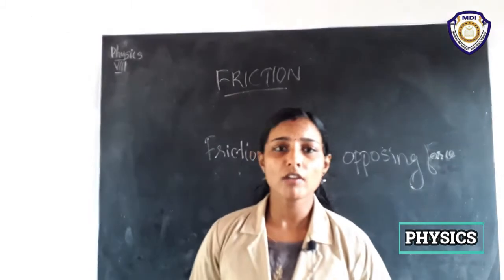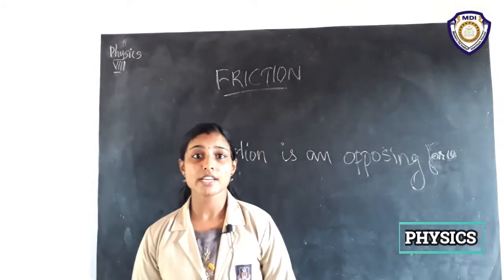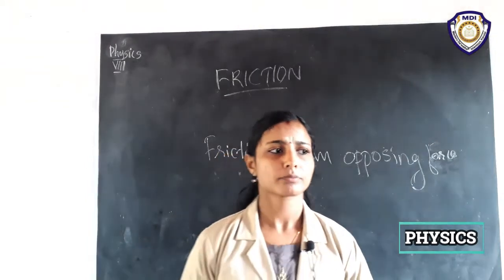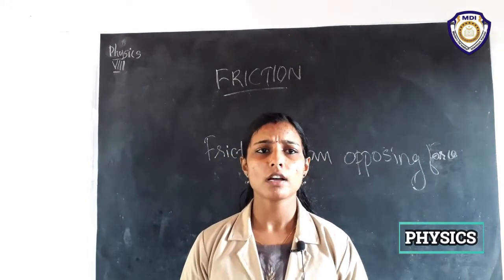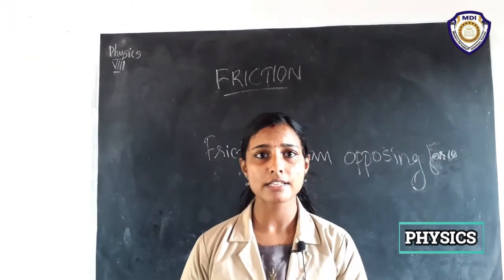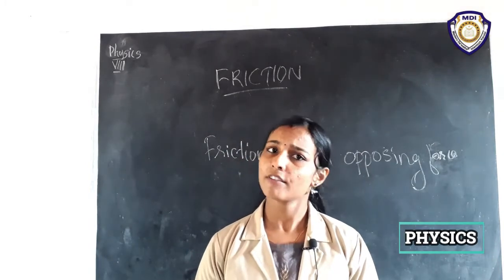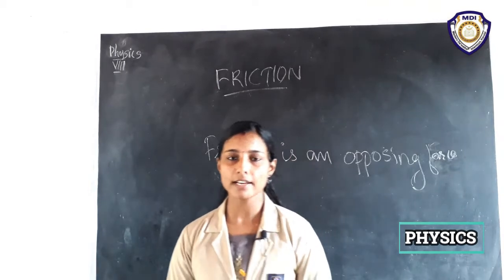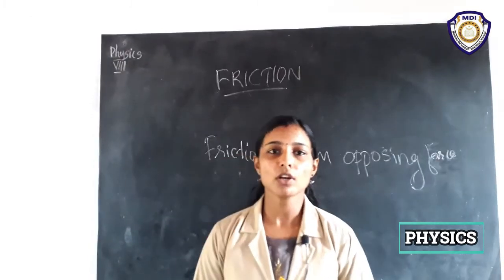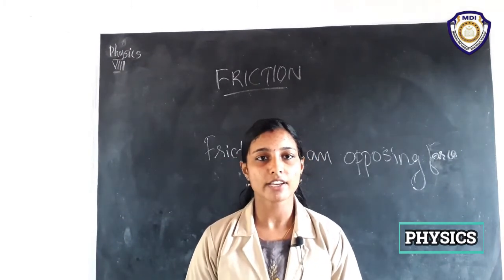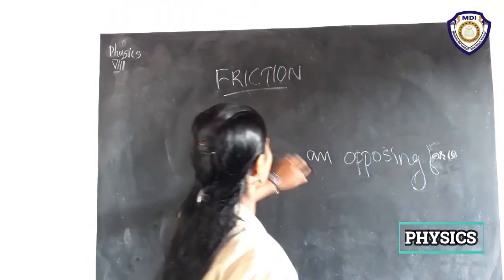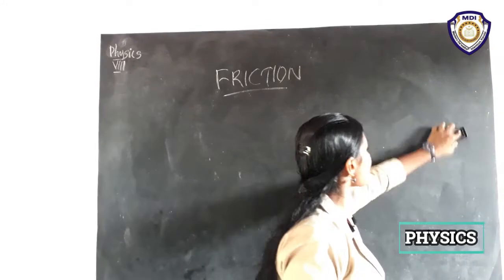And now we have to discuss what are the factors affecting friction. That is, is the friction the same for a smooth surface and for a rough surface? We already know it is different for different surfaces, right? So we have to look at what the factors affecting friction are.